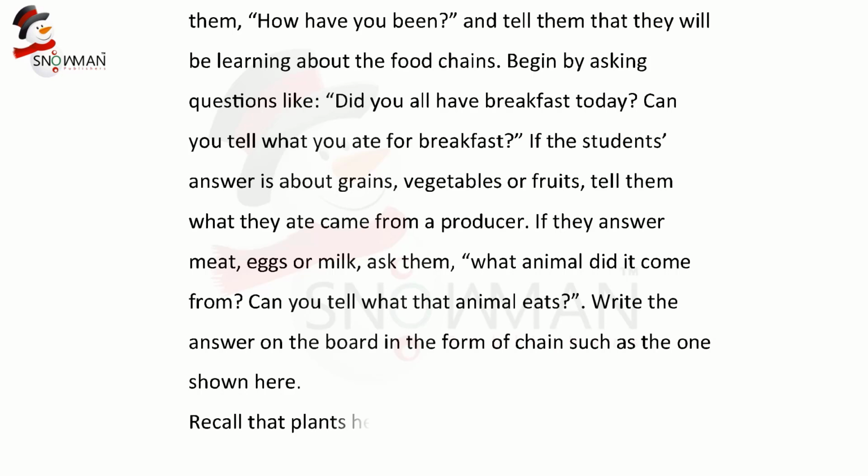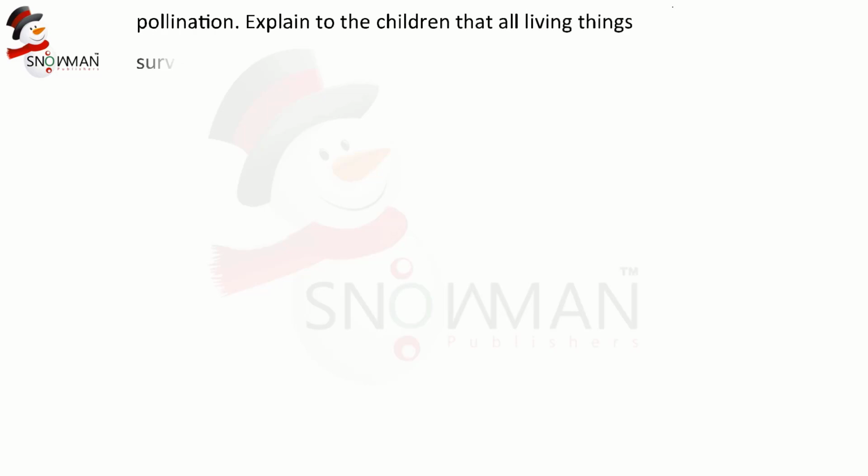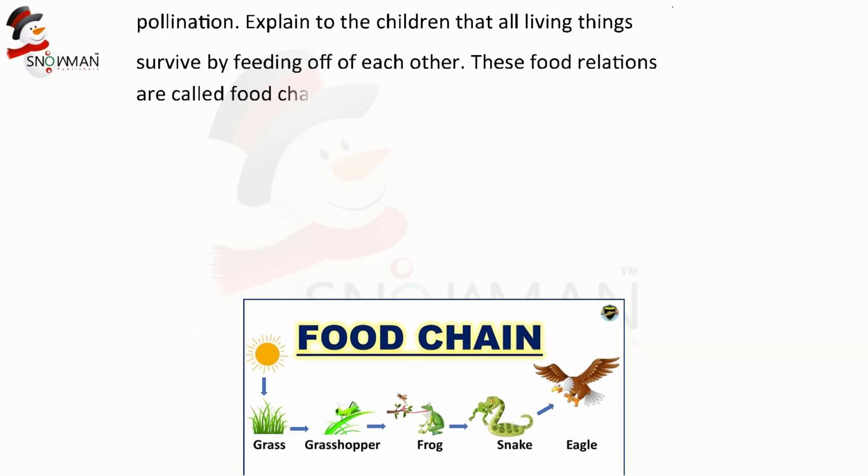Recall that plants help animals with food and shelter, while animals help plants in dispersal of seeds and pollination. Explain to the children that all living things survive by feeding off each other. These food relations are called food chains.